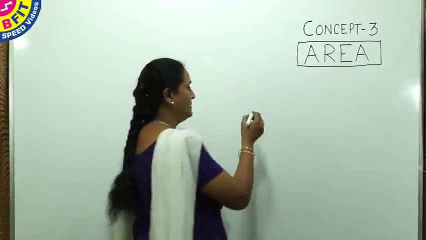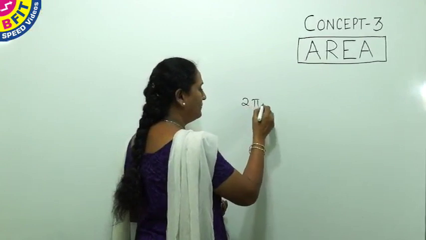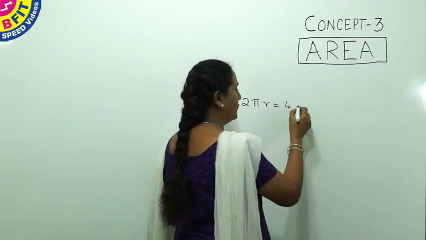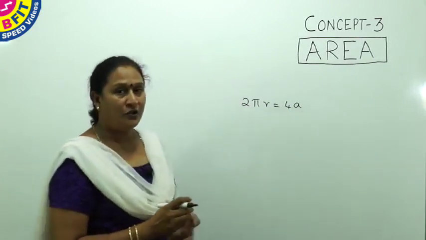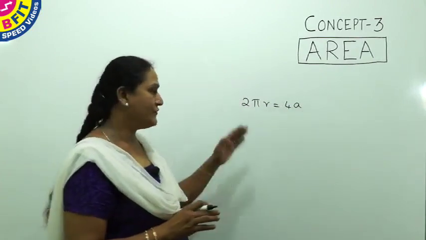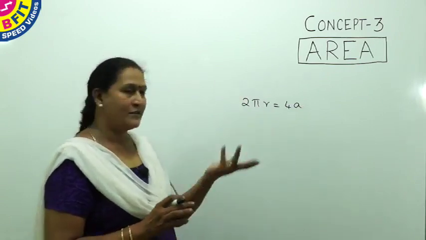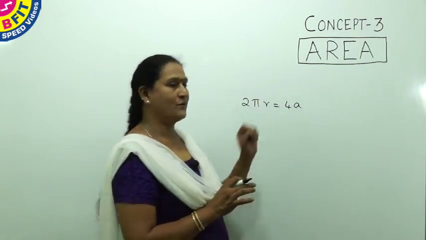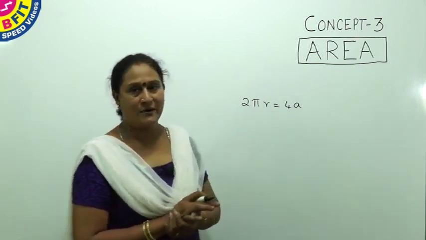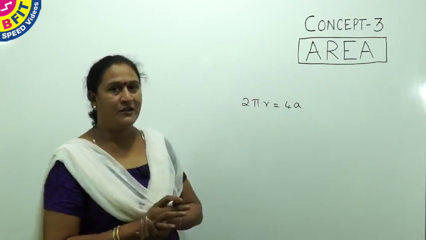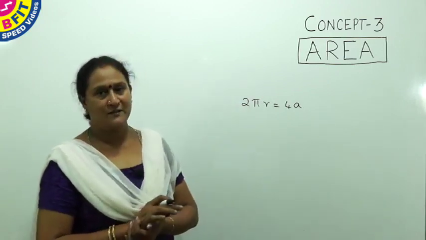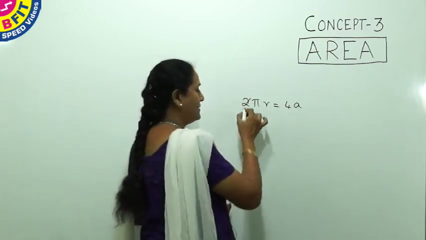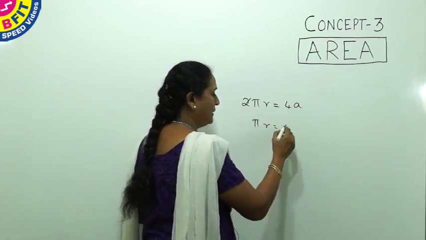In this question, the circumference of the circle is equal to the perimeter of the square, which is equal to 4a. And we need to find the ratio of the areas of the circle and the square. What is the area of the circle? Pi r square. What is the area of a square? a square. So we need r square and a square. From this itself we can get the ratios by squaring both sides. Here the detail is 2 pi r is equal to 4a. Cancelling this, we have pi r equal to 2a.